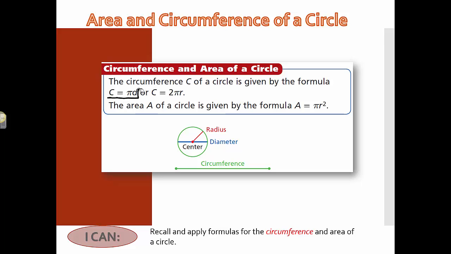Circumference of a circle is equal to pi times diameter, or because the diameter is equal to 2 times the radius, you could say circumference equals 2 times pi times r. And you have a diagram here, and be sure you know how to identify the parts of a circle. You've got to know what the diameter is. You've got to know what the radius is. For the area of a circle, we use the formula A equals pi r squared.